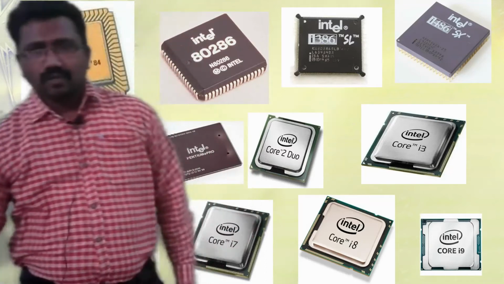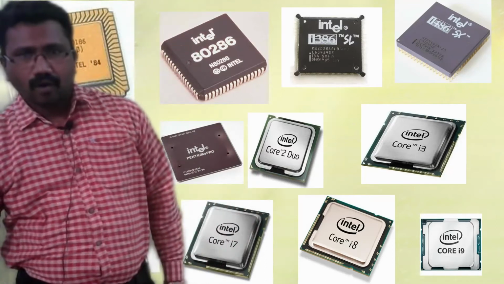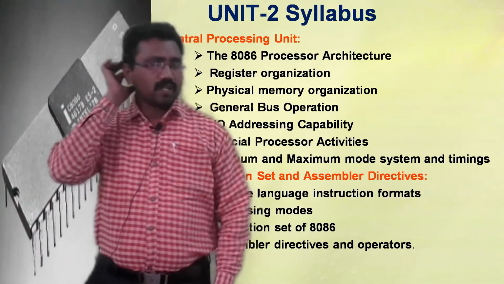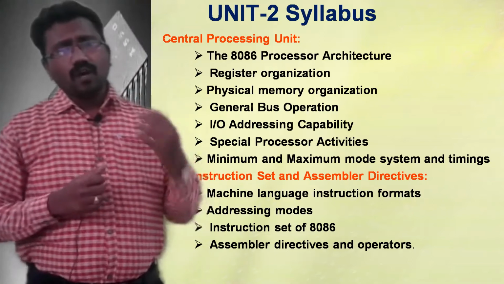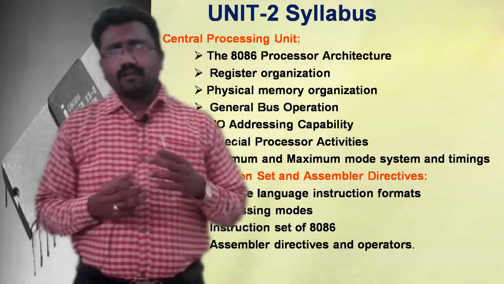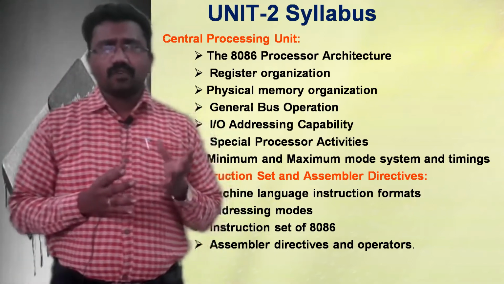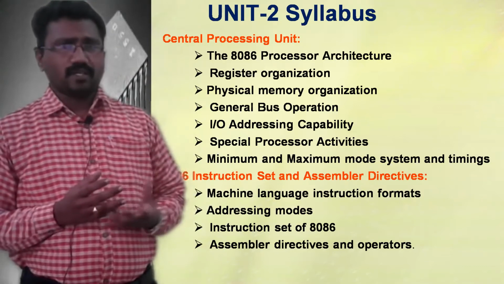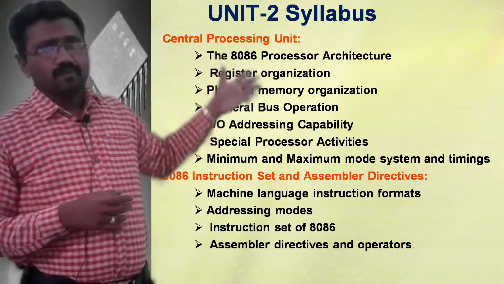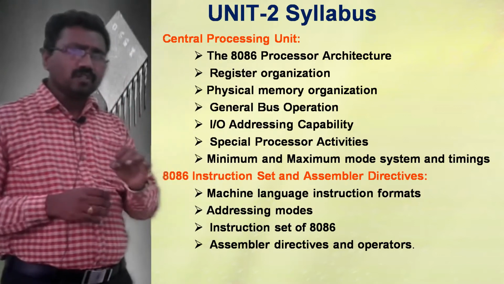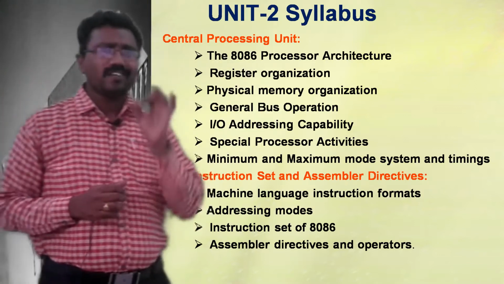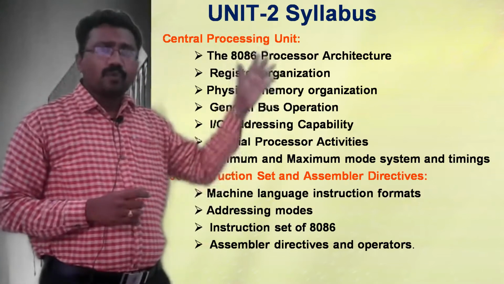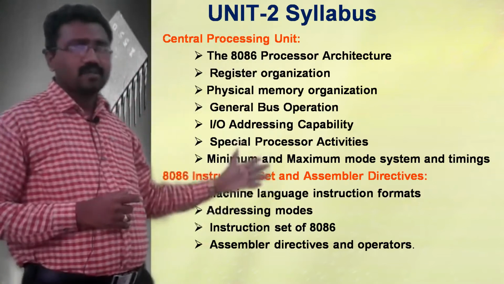So far we discussed what a microprocessor is, what the different types of microprocessors are, and we have also seen the first microprocessor, the 4004, and after that the 8085, 8086, and so many processors. According to our syllabus, in unit 2 and unit 3 you have to study the 8086 microprocessor. This is the syllabus of unit 2.